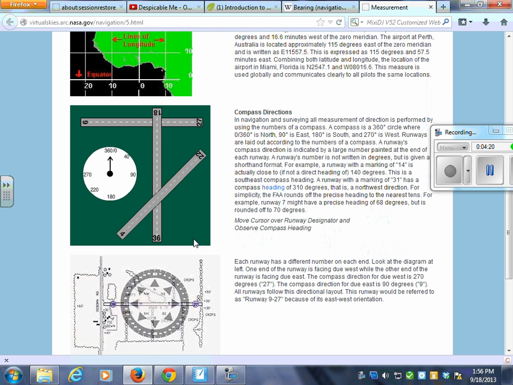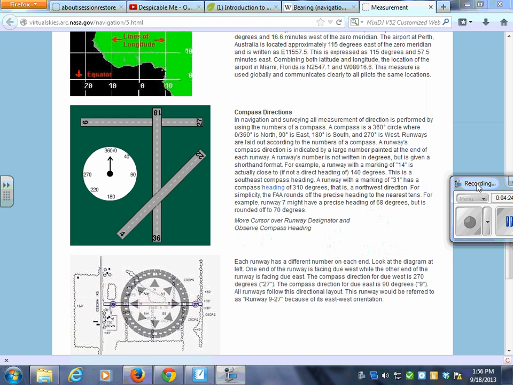It's kind of interesting. In navigation and surveying, all measurement of direction is performed by using the numbers of a compass. A compass is a 360-degree circle where 0 and 360 is north, 90 is east, 180 is south, 270 is west. Runways, when you go to the airport, runways are laid out according to the numbers of a compass. A runway's compass direction is indicated by a large number painted at the end of each runway. A runway's number is not written in degrees, but is given a shorthand format.